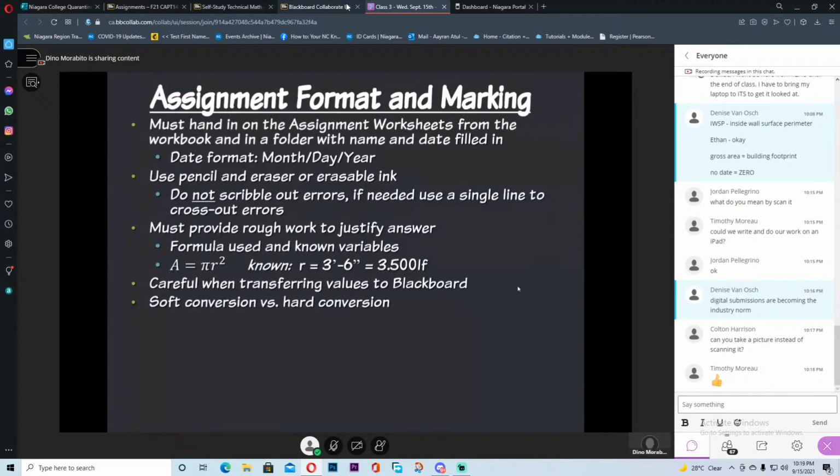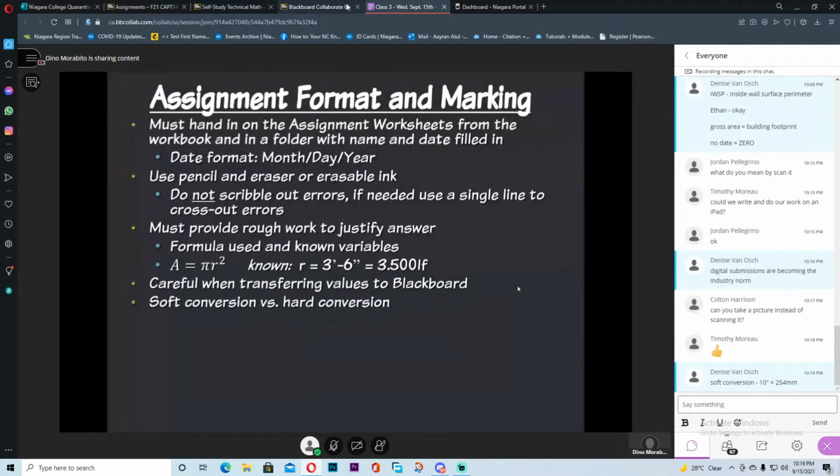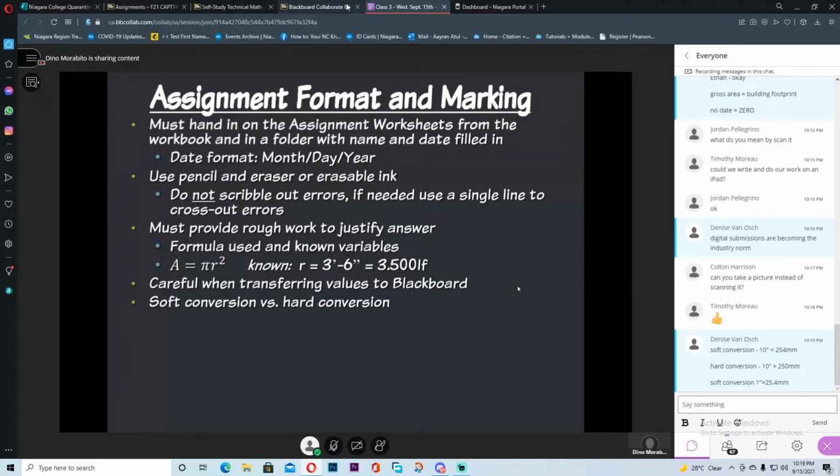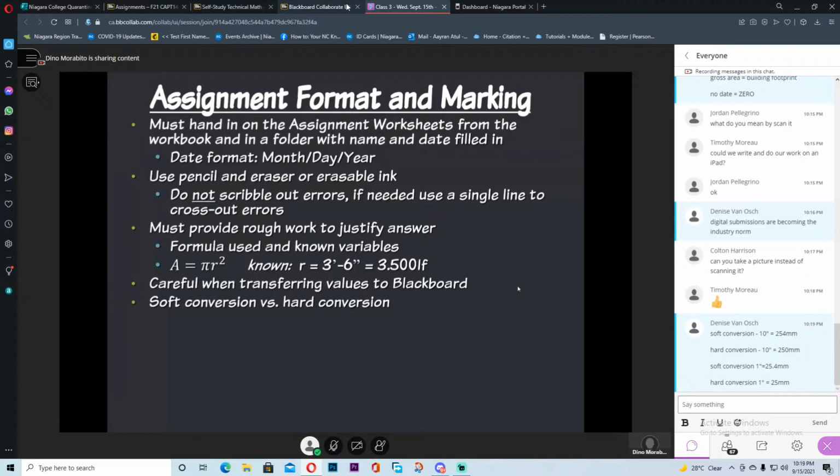A hard conversion is based on this fact, that 1 inch equals 25 millimeters. The soft conversion would be 1 inch equals 25.4 millimeters. But we will often talk about the hard conversion because in industry, that 1 inch equals 25 is a really handy number to keep in our heads. In other words, if 1 inch equals 25 millimeters, 4 inches equals 100 millimeters. 8 inches equals 200 millimeters. So we often use the hard conversion in industry because it's easy to remember.